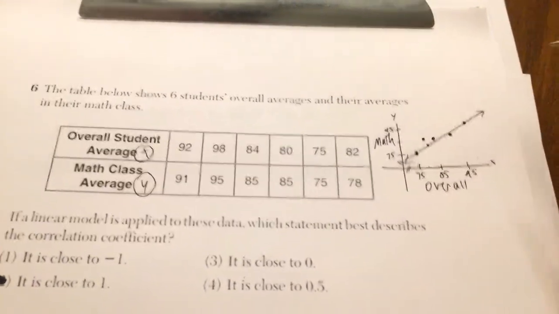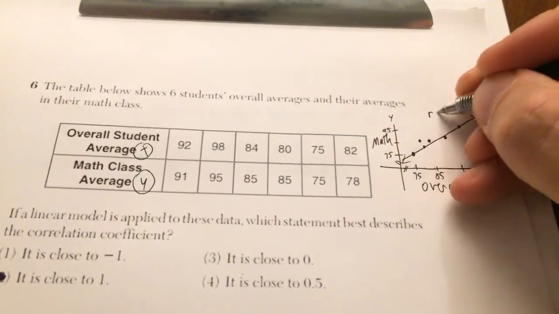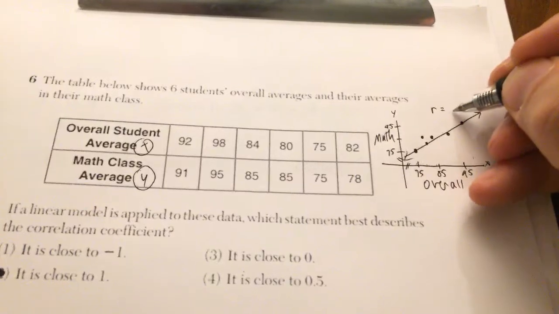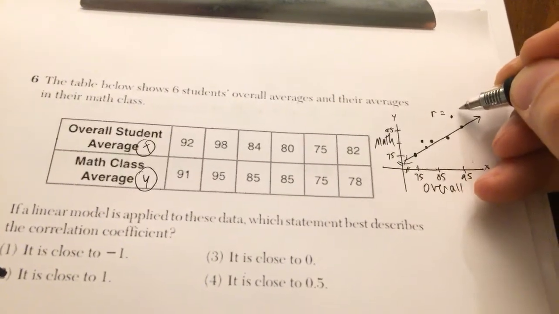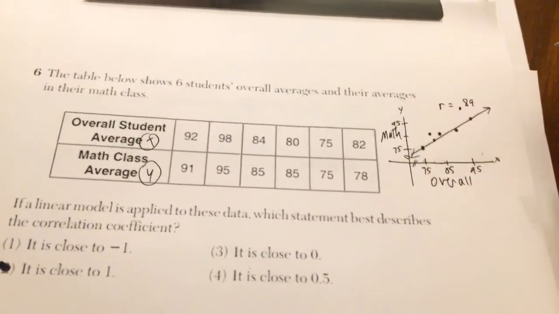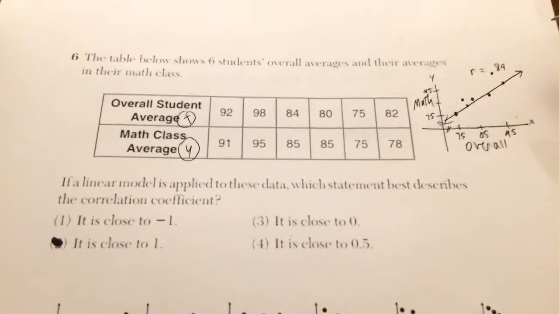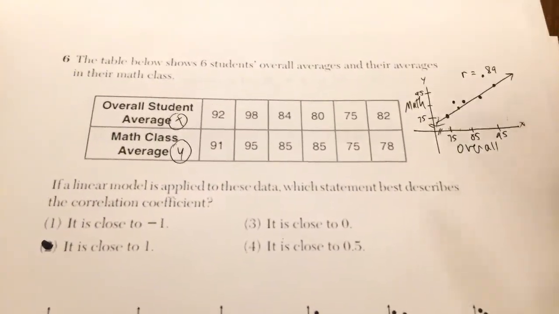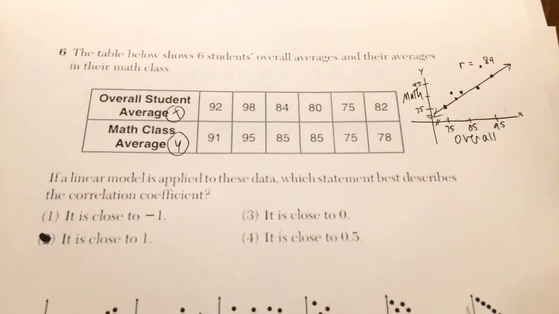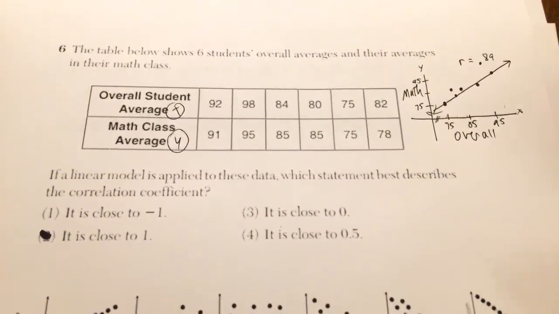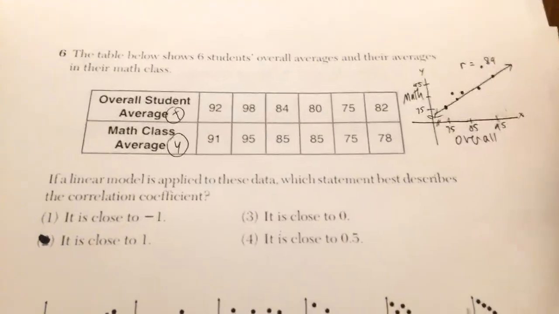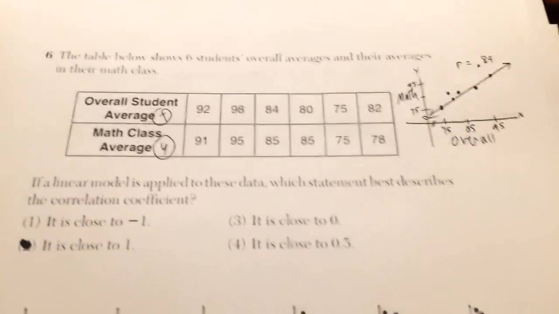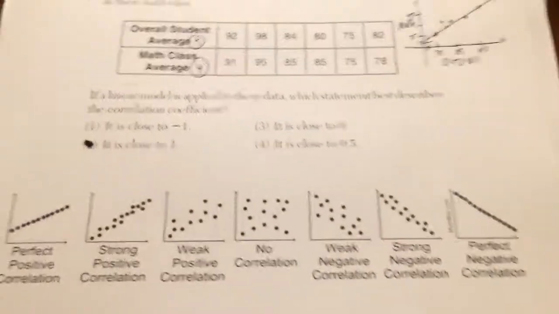They don't seem to form a perfect line, so we're going to say the correlation coefficient is going to be close to positive 1, but not quite 1. So maybe like 0.89 or something. But in regards to these choices, it's saying if a linear model is applied, which statement best describes a correlation coefficient? So in this case, it's going to be close to 1. If it was close to 0.5, the points would be scattered all over the place, and it wouldn't really form a straight line.